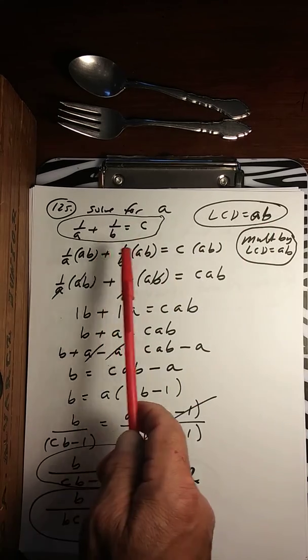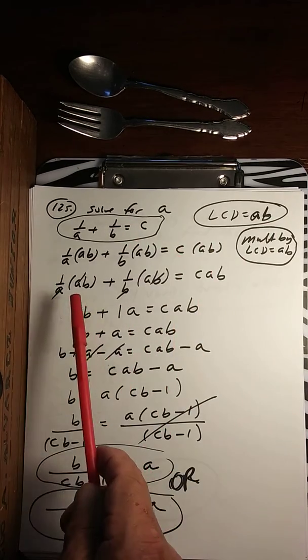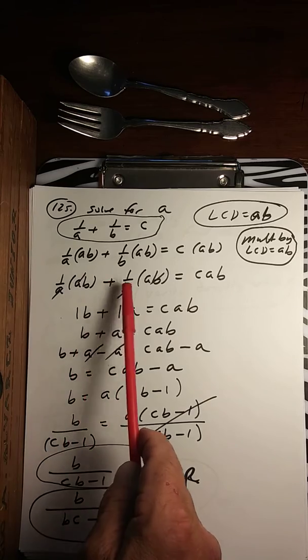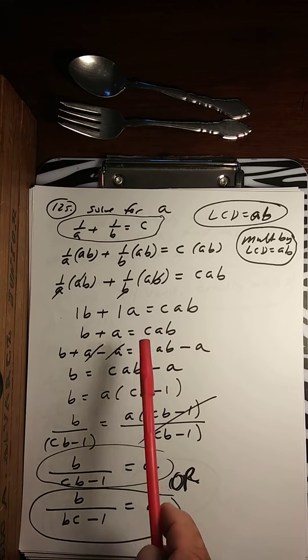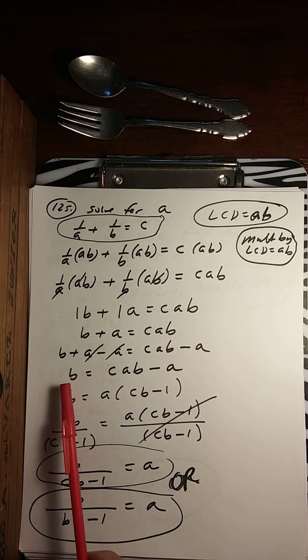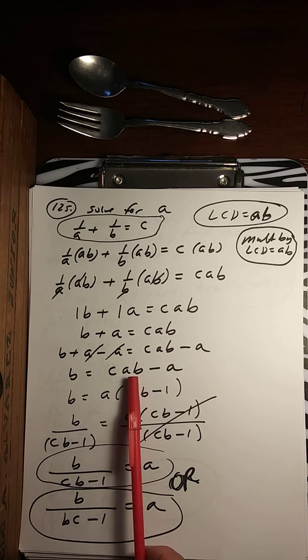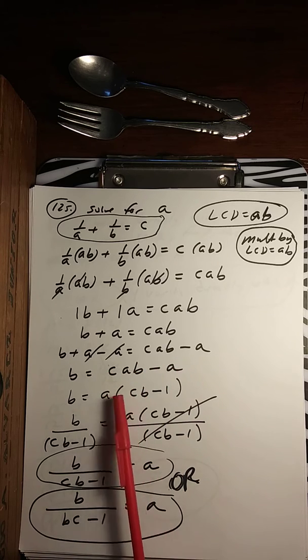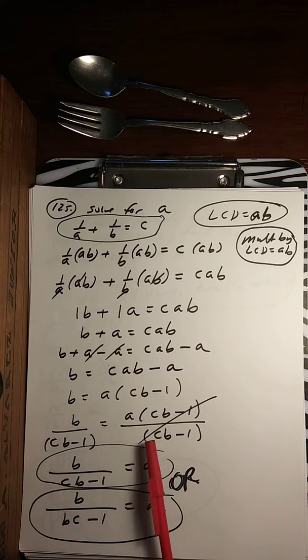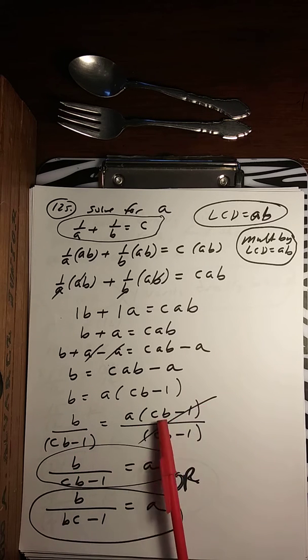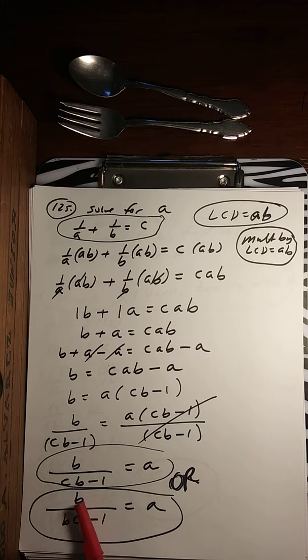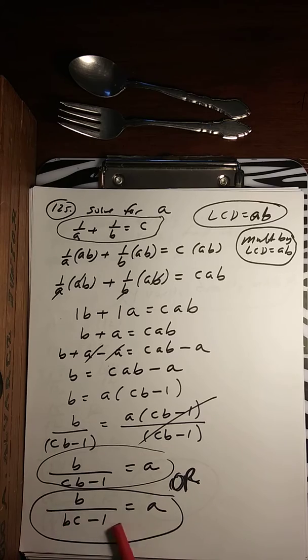The LCD is AB. So multiply everything by AB, AB, AB. So A cancels there, B cancels there, that one stays the same. 1B and that, so B plus A is this. Minus A, so B equals C minus AB or minus A. So now we have all the A's over here. Factor out the A times CB minus 1. So divide by CB minus 1, CB minus 1, so B over CB minus 1 equals A. Or flip it: instead of B over CB, you can write B over BC minus 1 equals A.